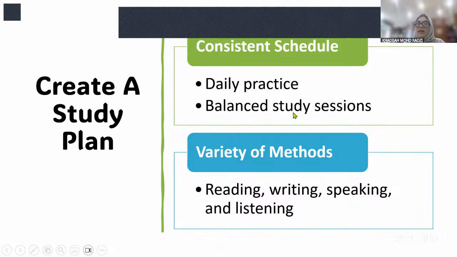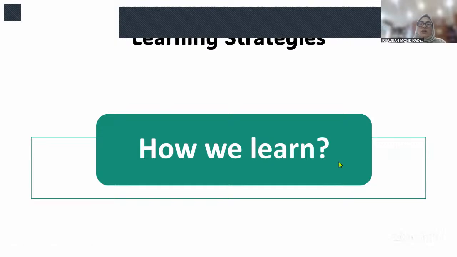And then besides that, learning a language is not just writing, it's not just reading. It should consist of reading, writing, speaking, and listening. Not only read and read and read, or maybe you write the essay and ask your teacher to check your essay every day. Learning language is not only that. Okay, you should have consistent schedule. You should use a variety of methods for you to become a good language learner. So how do you learn?